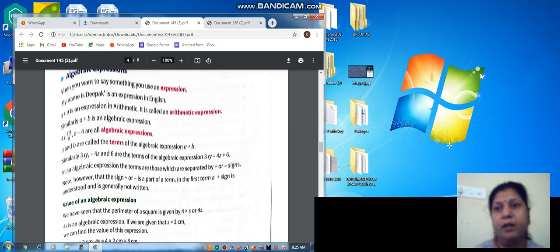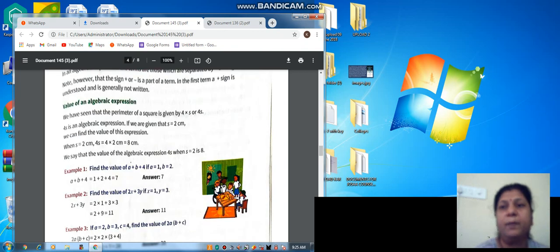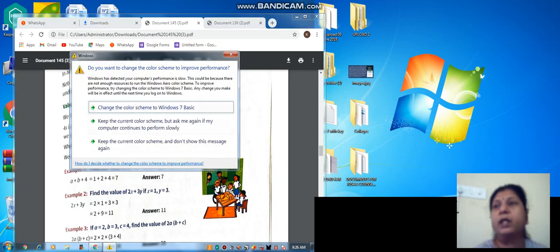Okay, fine. So if the variable's value is given, then we can find the value of the expression. Suppose see here, this is the expression a plus b plus 4. If a is equal to 1 and b is equal to 2, then we have to find the value of the expression. So in place of a what will we put? 1, in place of b 2, and 4 as it is. Then 1 plus 2 is 3, 3 plus 4 is 7. Get it, everyone? Okay. Next.